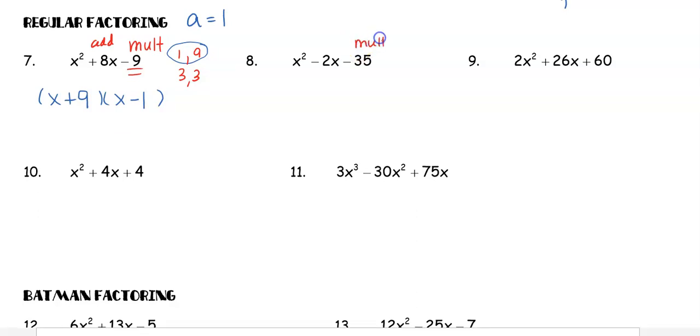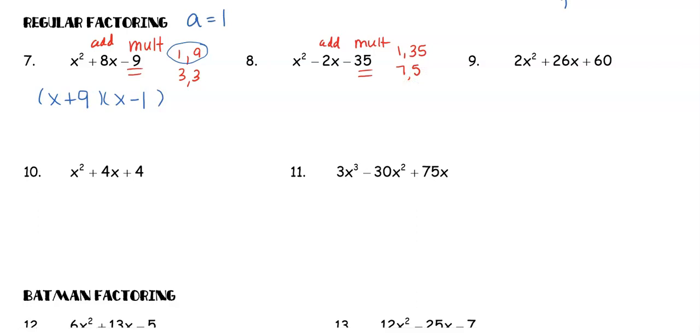Same thing for our next one. We're multiplying to the outside, adding to the middle. If you struggle with regular factoring, remember always think about how can you multiply to get 35. 1 and 35 and 7 and 5. I don't think I'm missing any there.